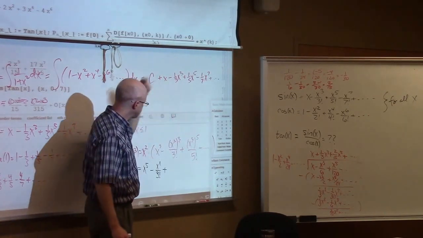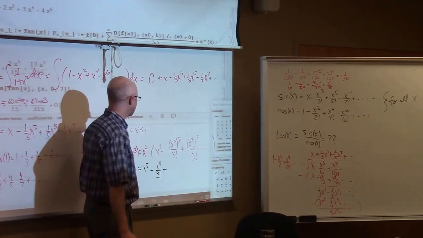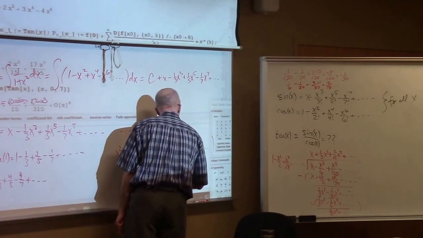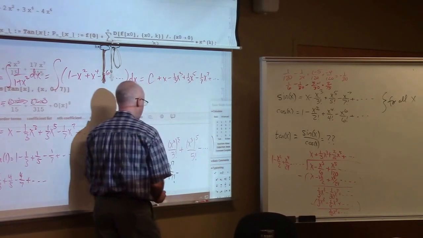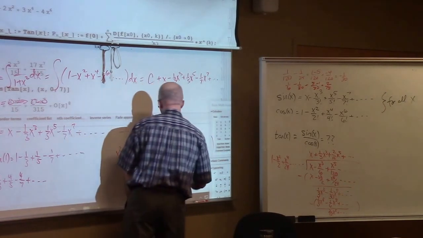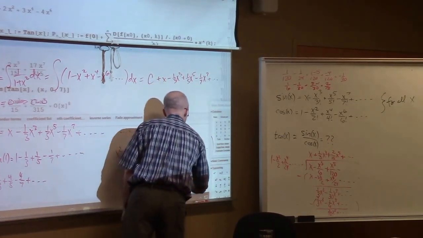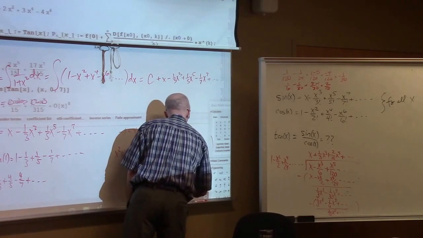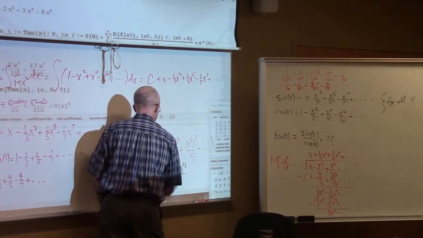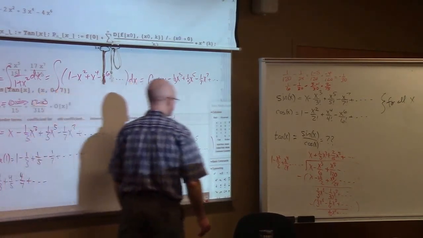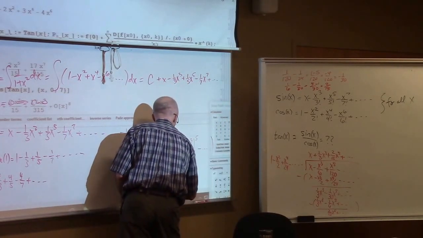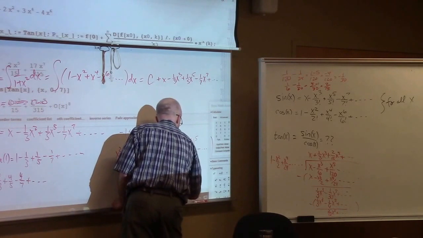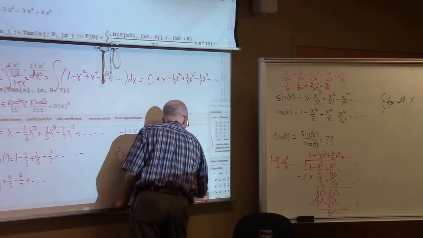X cubed to the 5th is x to the 15th times x squared is x to the 17th. I think the next one will be x cubed to the 7th, x to the 21st times x squared would be x to the 23rd. Oops, that's not over 17 factorial there, by the way. Mistake. It's over 5 factorial. And this is over 7 factorial, etc.